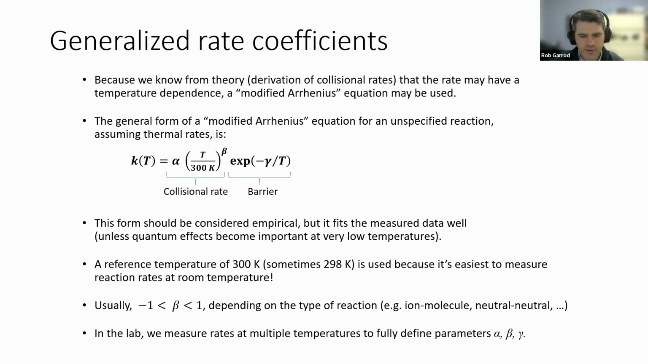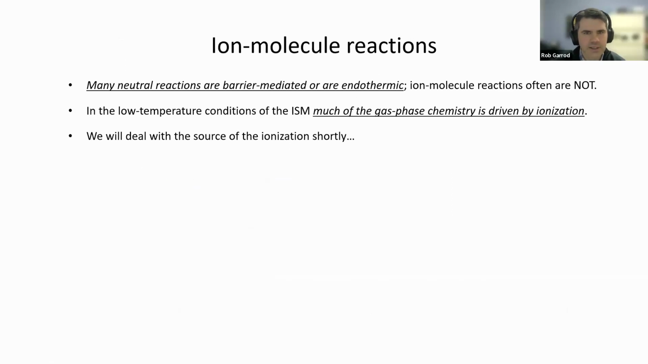So let's just move on for a second. So let's talk about ion molecule reactions. So many neutral reactions actually do have an activation energy barrier or are endothermic. On the other hand, it turns out that a lot of ion molecule reactions often are not. That's partly to do with the way that the ion and the molecule will be able to orient themselves at larger distances and sort of get into a potential that ultimately leads to a reaction without a barrier.